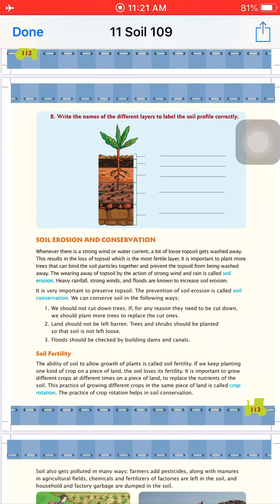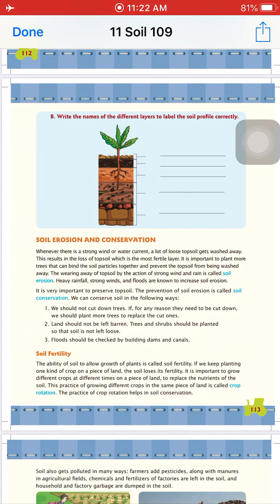Next is, topsoil is very important to preserve, so the preservation of soil from erosion is known as soil conservation. Now we have to follow these points to conserve the soil. First of all, we should not cut down trees, because trees hold the soil particles tightly, so soil particles cannot move from one place to another. So we should grow more and more trees to prevent soil erosion.